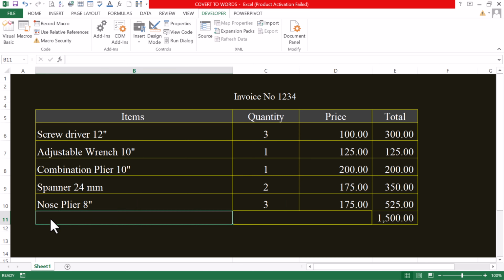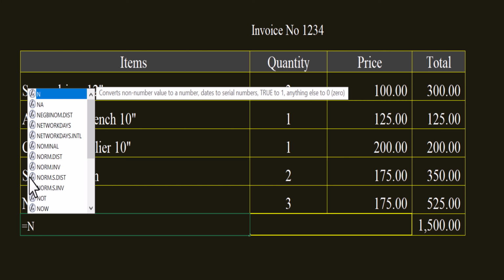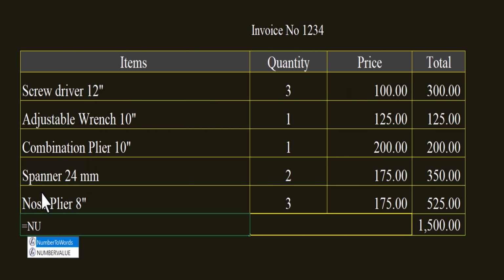Now to apply the function, click on cell B11 where you want the amount in words to appear. Press the equals sign, type the function name number_words, add an opening parenthesis, click on cell E11 where the number is located, and close the parenthesis. That's it. The amount in numbers will now be converted into words.